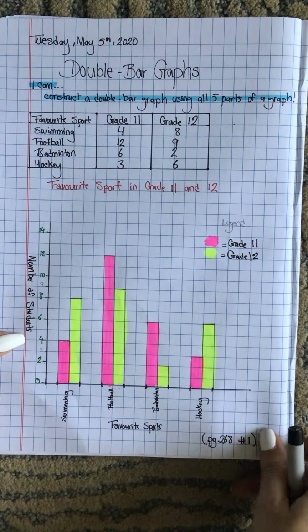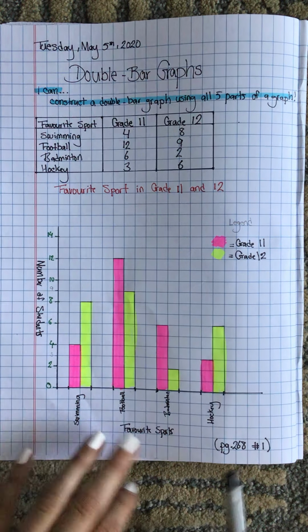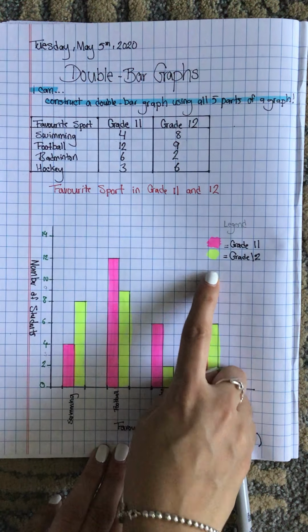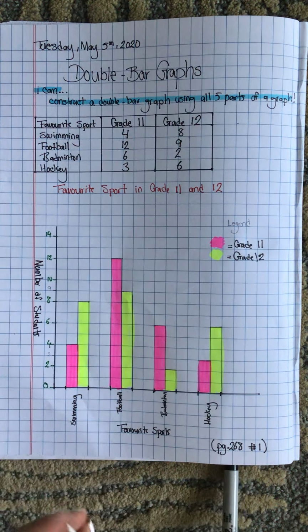Okay, so the least favorite for grade 11 is pink over here. It's the smallest one, right, of all the pinks. But what's the least favorite for grade 12? So I look at my yellows, which is the shortest yellow bar. Badminton. So there's a comparison right there. Grade 11's least favorite sport is hockey, but grade 12's least favorite sport is badminton, right? Right there, there's a big comparison. That is interpreting data. That's a conclusion.